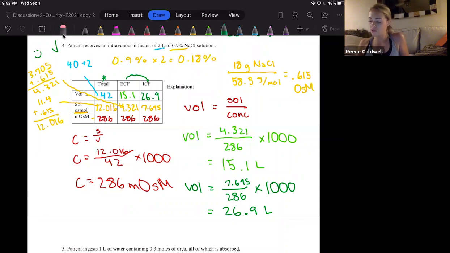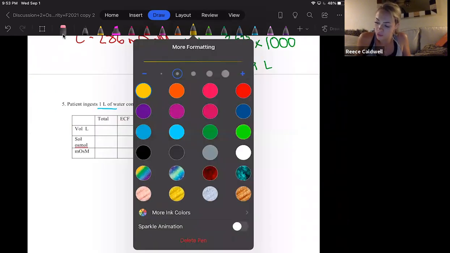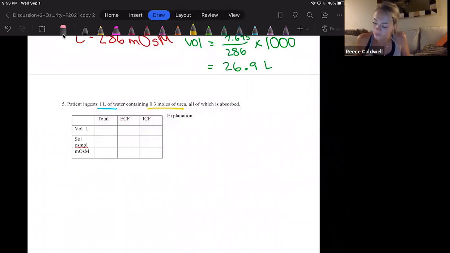Woohoo. So last one. Here we are looking at a patient who will ingest 1 liter of water that contains 0.3 moles of urea.